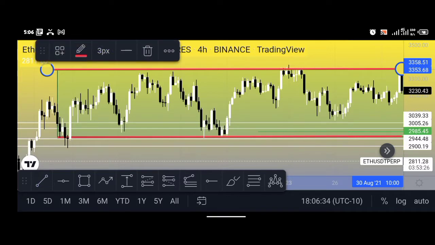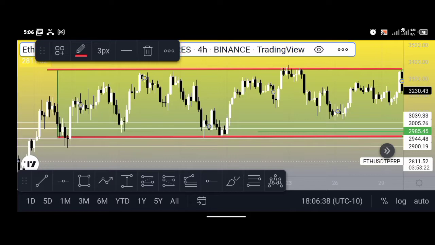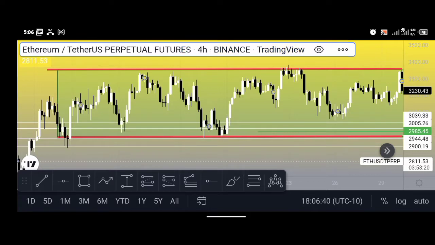In this ranging market, some traders actually trade it and some leave it because it's a little bit confusing. So I'm going to teach you how to trade it. Firstly, I'll teach you how to trade it with candlestick patterns. Then in our further class, I'm going to teach you how to trade it with chart patterns.